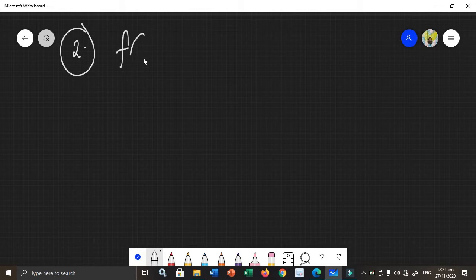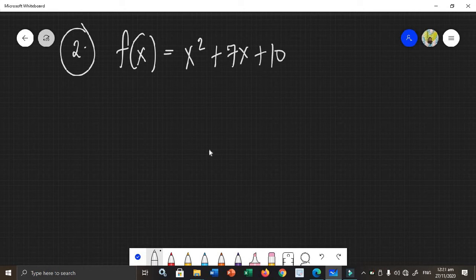Let's say I have f of x. By the way, f of x is the same as y, so don't be confused with that. f of x is equal to x squared plus 7x plus 10. As you can see, this is different from the first one. So what you need to do is factor this trinomial. Naalala nyo, way back when you were in grade 8, you already learned about factoring trinomials. So you're going to apply your knowledge here in factoring.